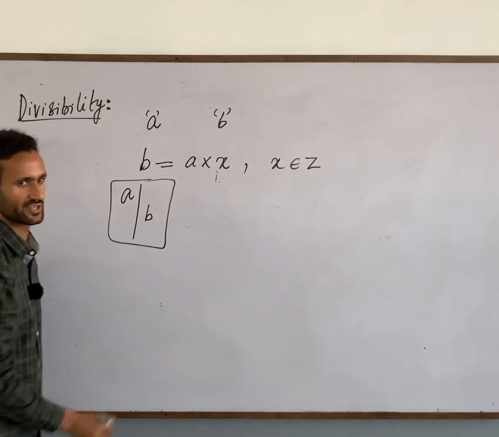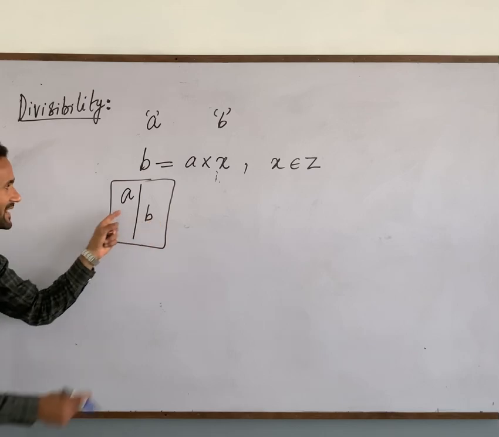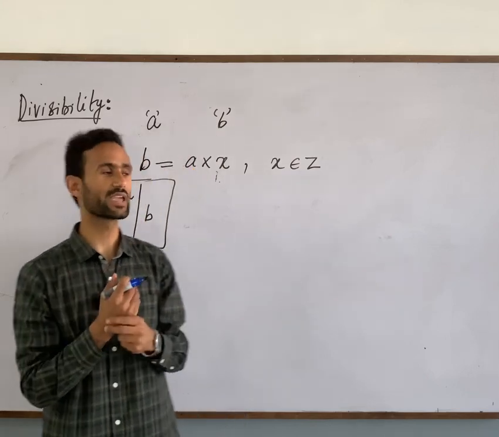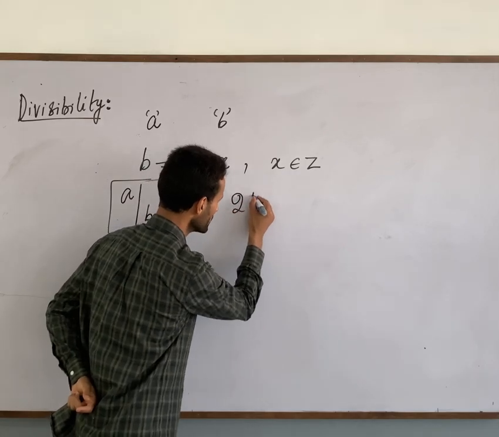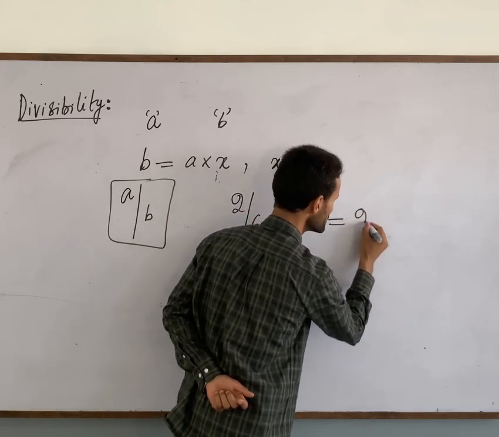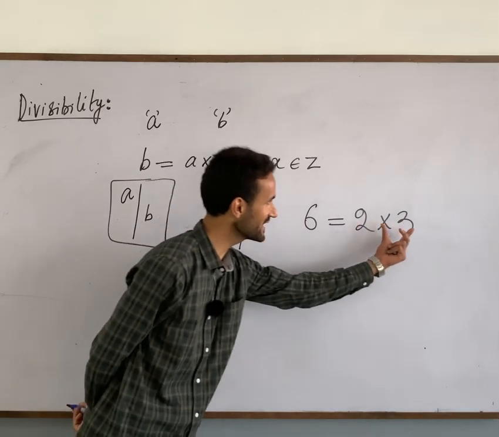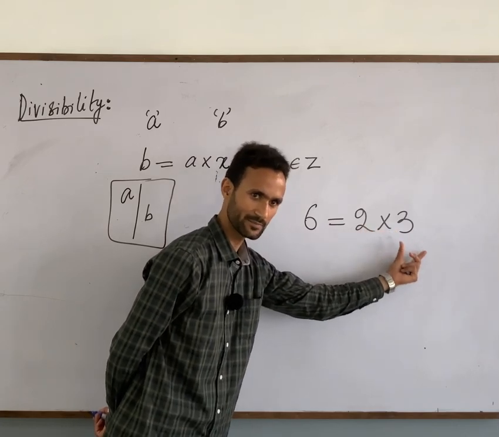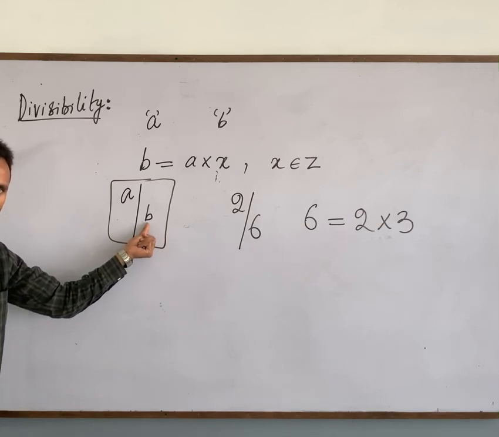It is just a notation. It can be written as a divides b. That means here a divides b means a is the divisor and b is a multiple. For example, 2 divides 6, right? Because 6 can be written as 2 into some integer, and that integer is 3, because there exists an integer 3 such that 6 can be written as 2 into 3. This is just the symbol for divisibility.